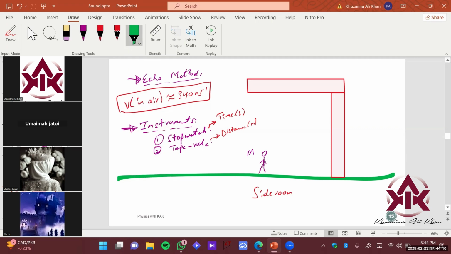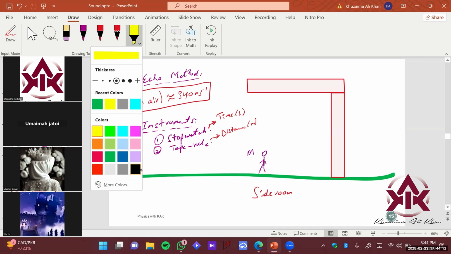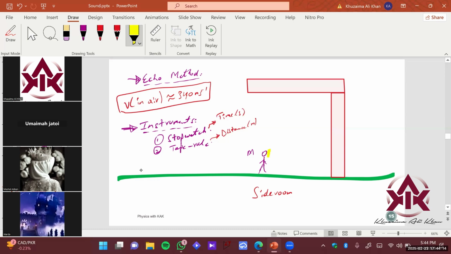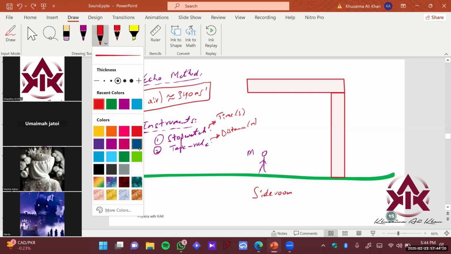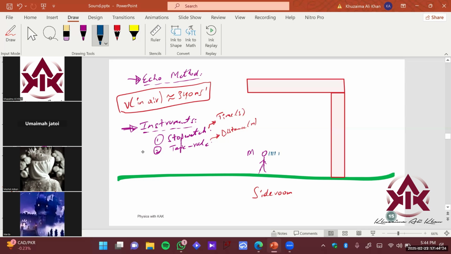Now what is going to happen? Mashal is going to make a sharp sound. Let me choose another color here. She makes a sound, right? It goes in compressions and reflections, right? And this sound hits the wall in this direction, okay? Then comes back, right?